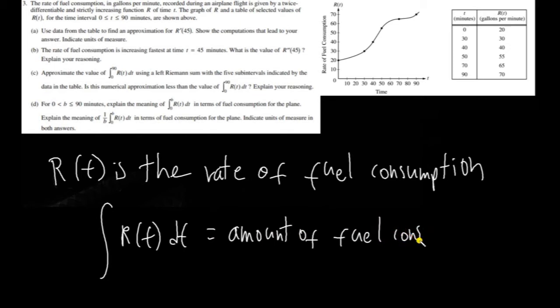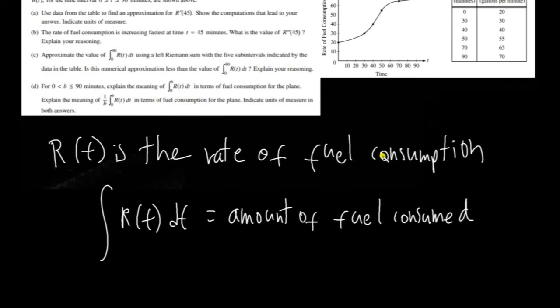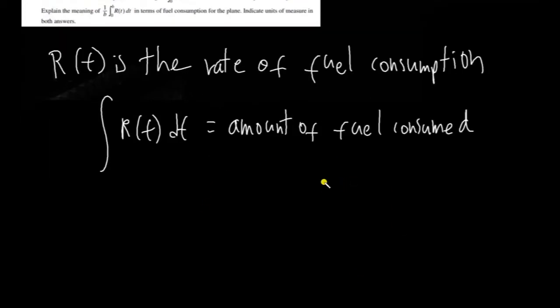Consumed. And if that doesn't make intuitive sense, take a look at the units. When we're dealing with an integral, we want to find the area under the curve here, right? The units for that integral are going to be the units for the y-axis times the units for the x-axis. So since the units for the y-axis are gallons per minute, and the units for the x-axis are minutes, the units for the integral is going to be gallons per minute times minutes, which gives us gallons.